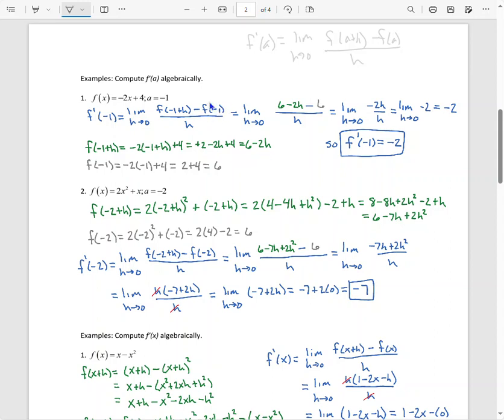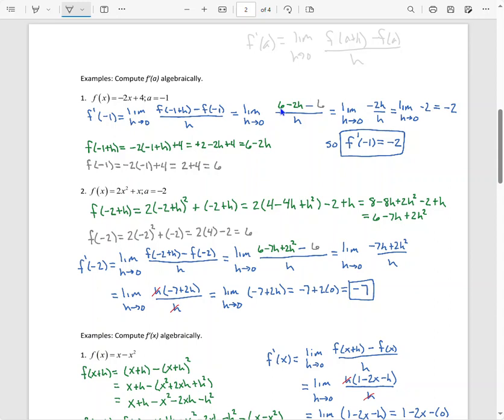I'll find f of negative 1, the a value, by substituting negative 1 for x. Negative 2 times negative 1 is 2. 2 plus 4 is 6. Now I can substitute, right? I know these pieces. I did my work on the side instead of inside the limit.